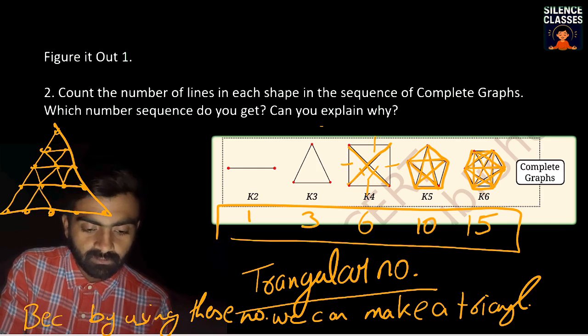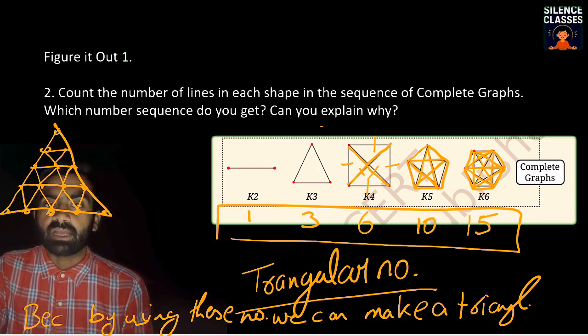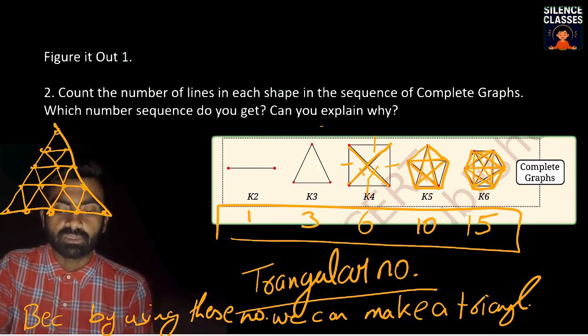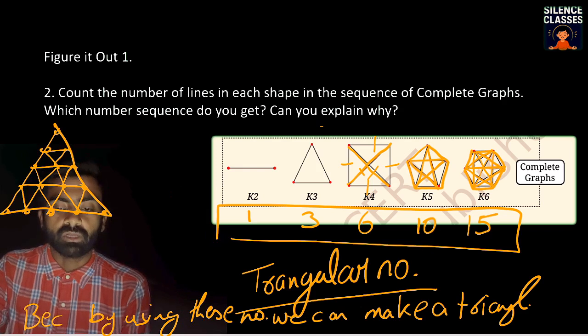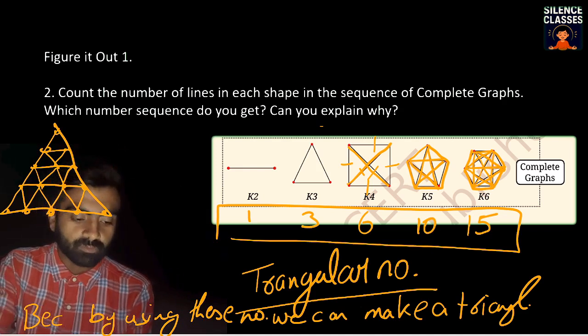Okay, like this we can make a triangle. So we will get our triangular numbers by finding out these lines or counting out the lines. Now let's move to the next part.